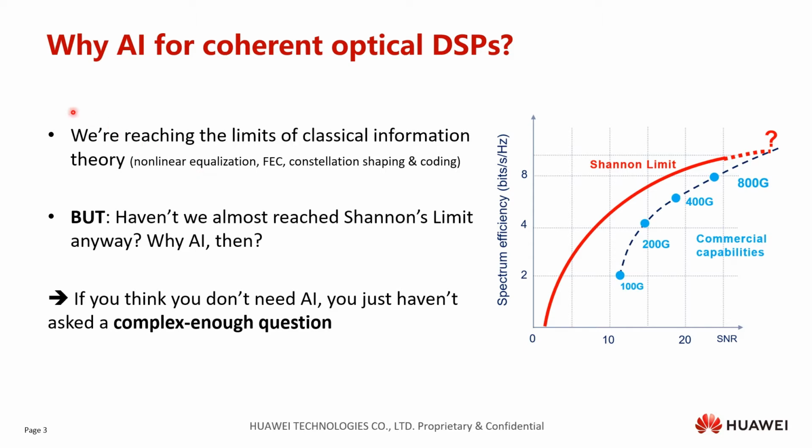Well, researchers may ask themselves, why do we need AI anyway for coherent optical ASICs? In the last decade, we applied advanced demodulation schemes, nonlinear equalization, advanced error correction, and constellation shaping, which bring us closer and closer to the Shannon limit. And the Shannon limit is something which you cannot really surpass. So why AI then? Well, on one hand, the Shannon limit was defined for a very basic channel, whereas the fiber is a highly complex, nonlinear, multidimensional system. And if you don't think you need an AI in this kind of context, you just haven't asked a complex enough question yet.